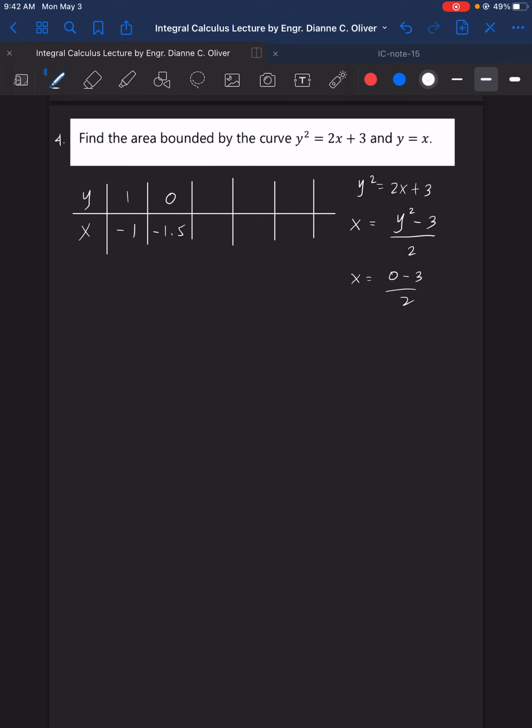Then if we use here the value of y as 2, so x is equal to 2 raised to 2 is 4 minus 3 divided by 2, x is equal to 1/2. So if y is equal to 2, x is positive 0.5.